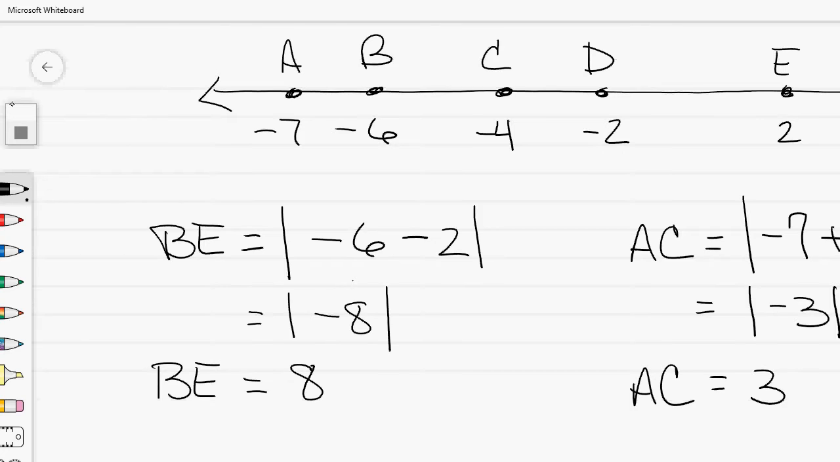If you were asked to find the distance from C to F, would be equal to the absolute value of, we're going to go point C, which is at -4, and we're going to subtract point F, which is at +5. So from C to F would be the absolute value of -4 minus 5, which is -9. So C to F would be equal to 9.